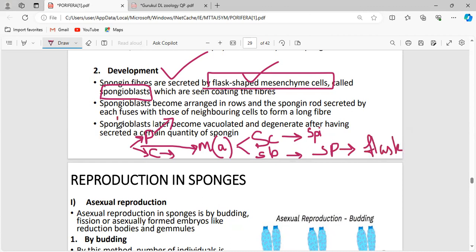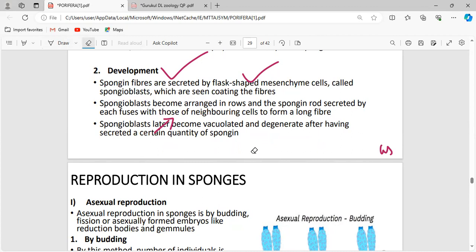Okay, you have to read like this. You have to make a flow chart like this. If you read like this, it will be very easy for you. See, this spongioblast is flask-shaped, and these cells are seen coating the fibers. That is why it is called the spongin fibers.